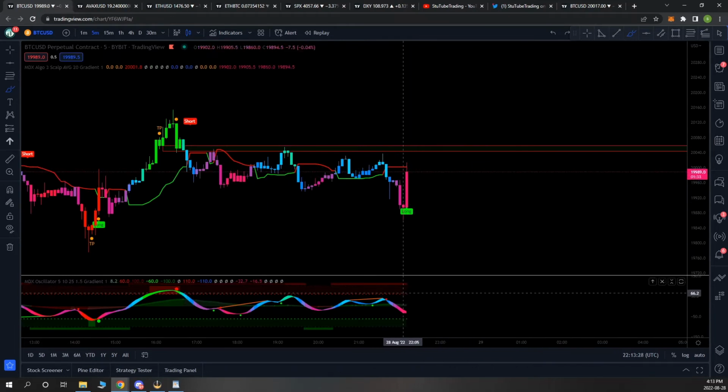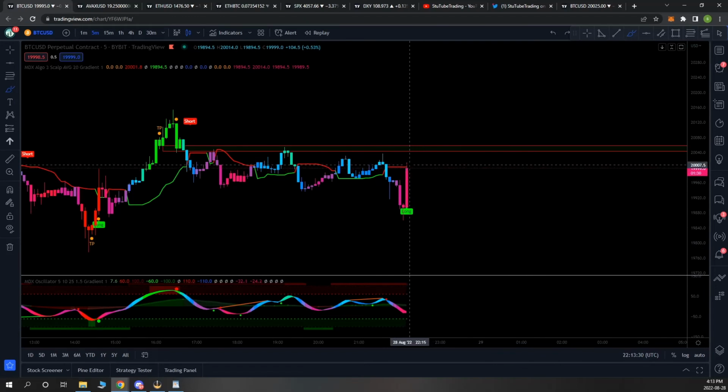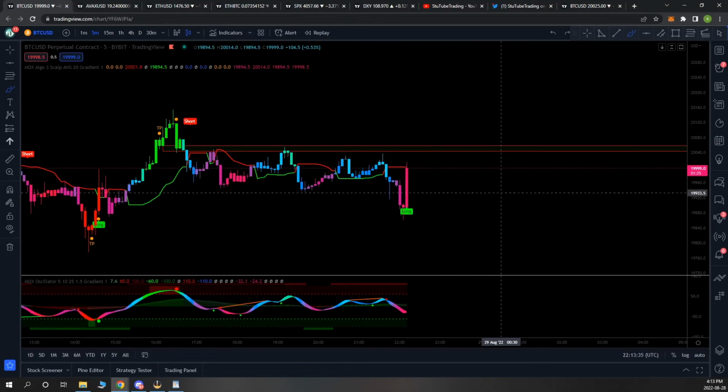There's not a crazy bullish divergence. Well, we might end up above this trending line here right away.